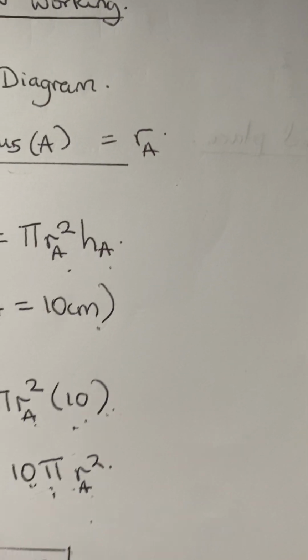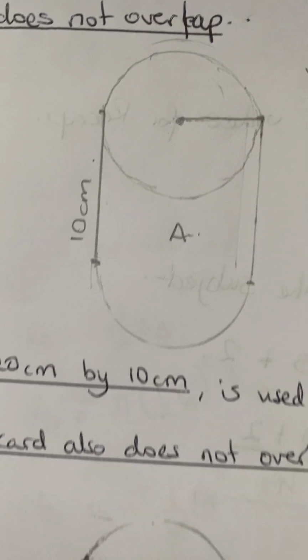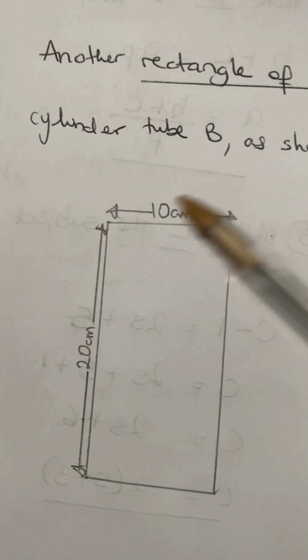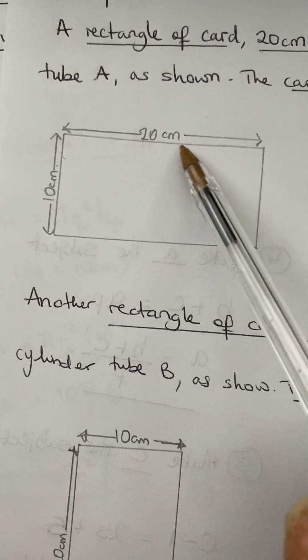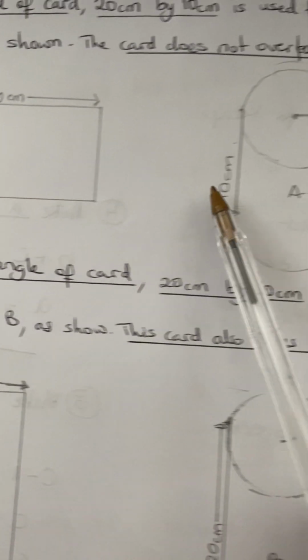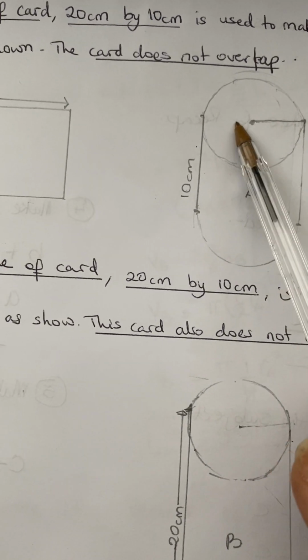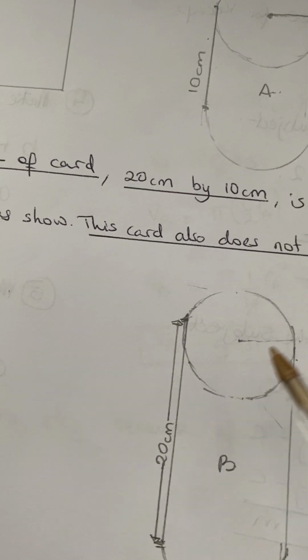So radius of A, RA, and radius of B, RB. But if you look at the diagram, the radius of A will be half of the radius of B, because this is 10 centimeters and that will be 20 centimeters. So if I fold it that way and it doesn't overlap, my radius, this one, will be twice as much as this.